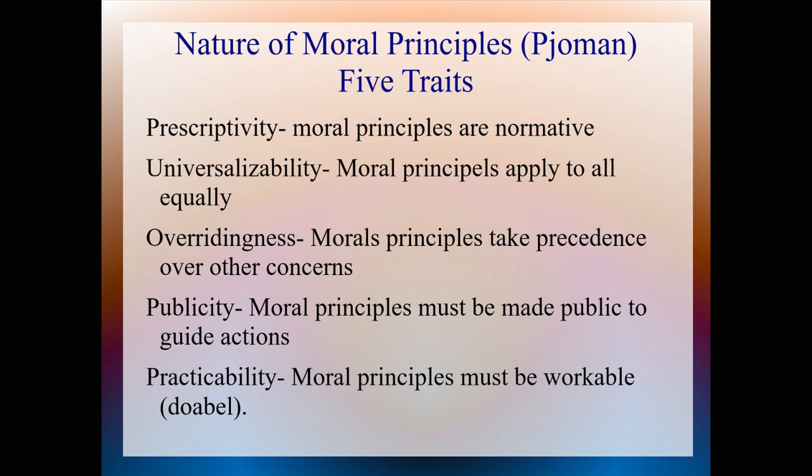The next is universalizability. Moral principles apply to all equally. If it is going to be a moral principle, it must apply to everyone and apply to everyone the same way. So if people are not held to those principles, then it is not universalizable. Okay? And I see I've got a typo there. I need to go fix that. Overriding is the next principle. Moral principles take precedence over other concerns.